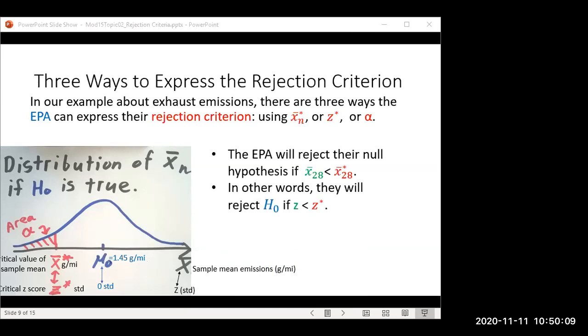Or if you took that and converted it to a z-score, you know how you convert, you subtract the mean and divide by the standard deviation. If that comes down below the z-star, same thing, it's telling you where to reject. Or if it comes down so that the tail area out beyond the X bar is less than alpha, in other words, it comes down in here somewhere, then they'll reject the null hypothesis.